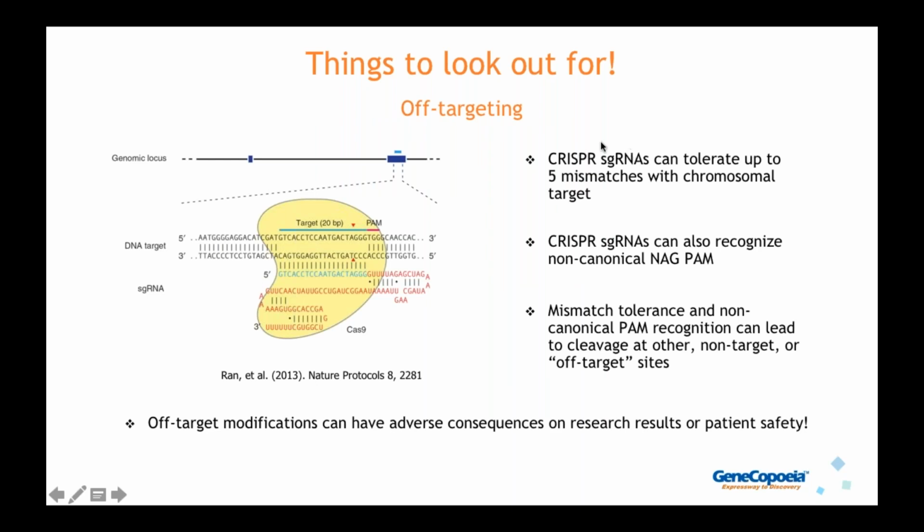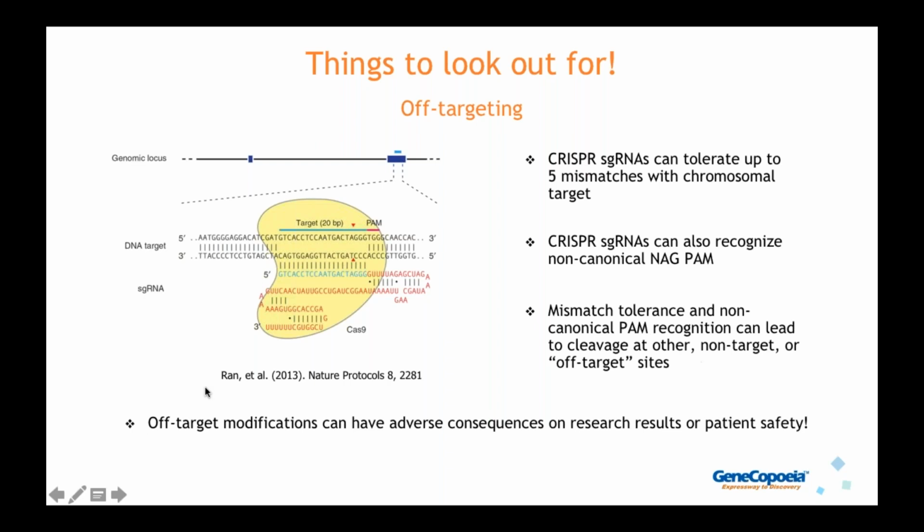It's even in the popular press about how CRISPR can lead to off-target modification, and that's because CRISPR guide RNAs can tolerate up to 5 mismatches between the target sequence and the chromosomal DNA. In addition, I did mention that CRISPR generally recognizes an NGG-PAM, but it can occasionally recognize a non-canonical NAG-PAM. And so all of these factors combined can lead to off-target cleavage and off-target modification. So this can be a problem.